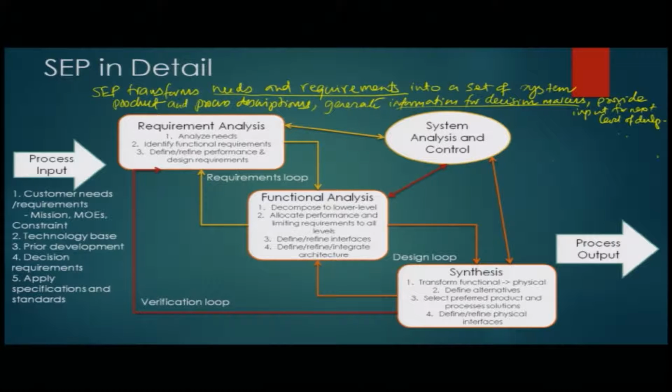The more levels, the lower levels you keep on going, you allocate performance and limiting requirements. You say this is what it is supposed to do, and it is not supposed to exceed this, or it's not supposed to perform below this. So those kinds of limiting requirements, upper and lower limits, are established for each level as you drill down.